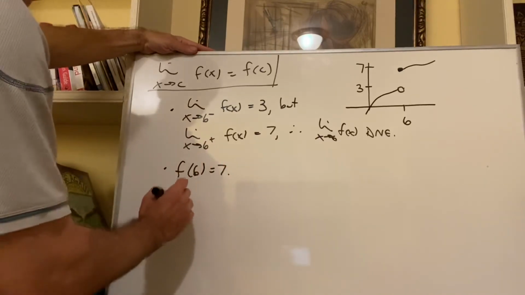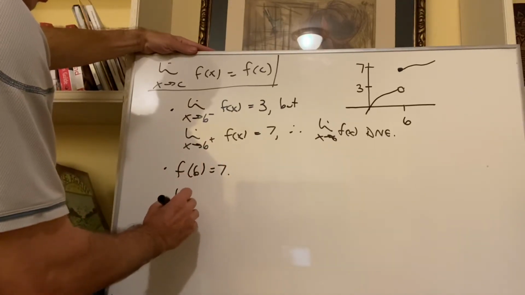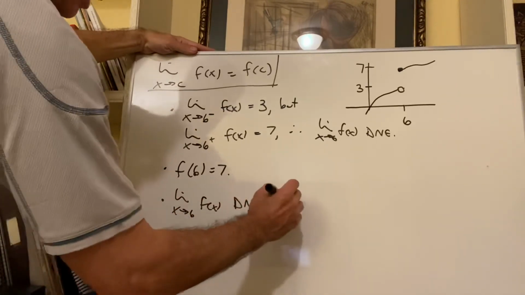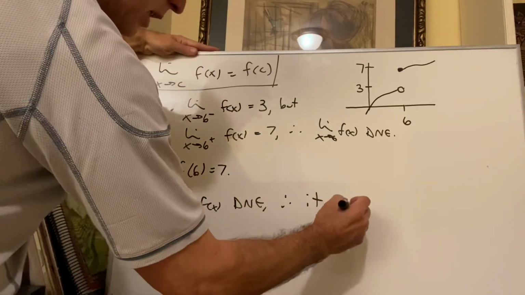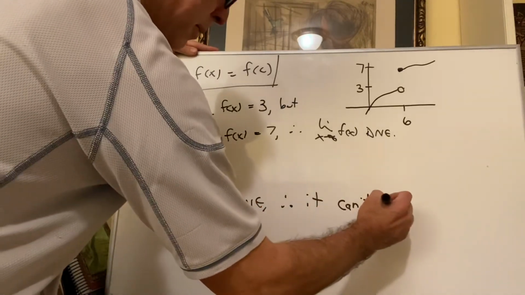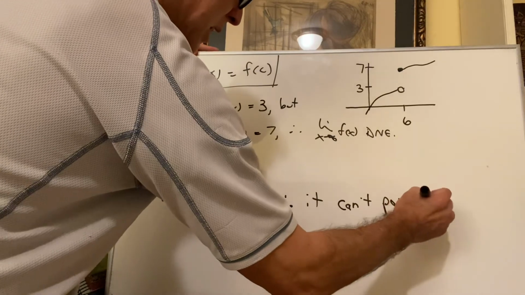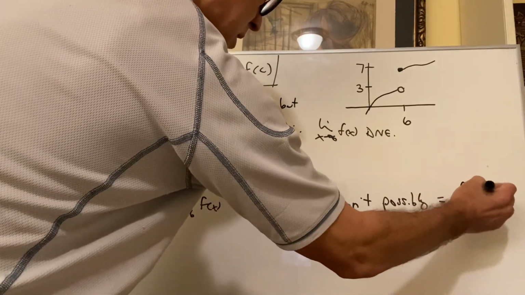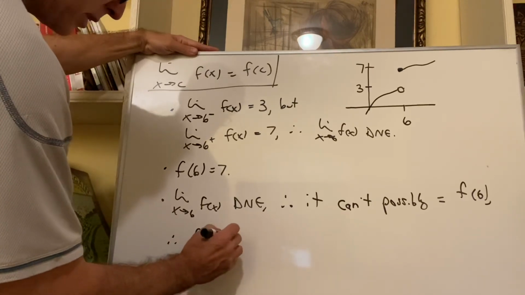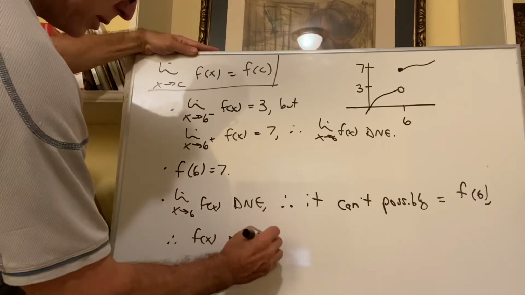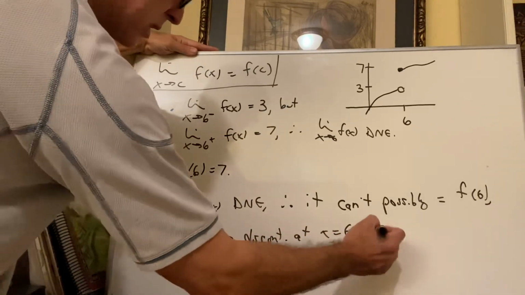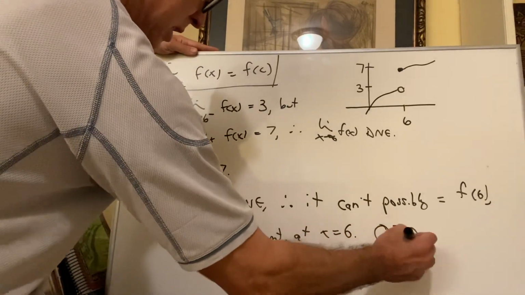So I'm going to say the limit as x approaches 6 of f of x does not exist. Therefore, it can't possibly equal f of 6. Therefore, f of x is discontinuous at x equals 6. Shazam, QED, yay.